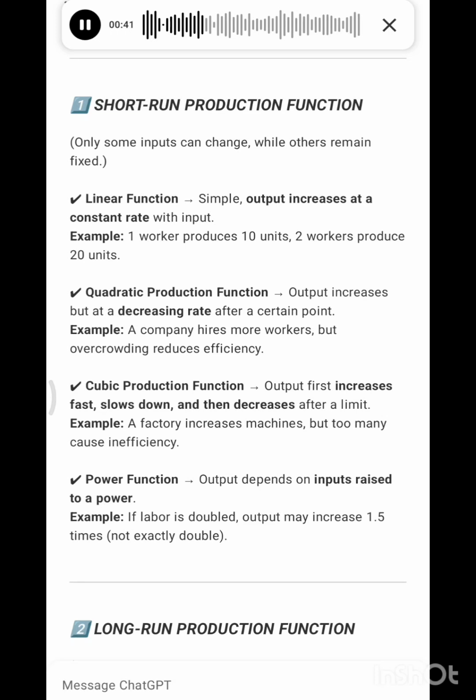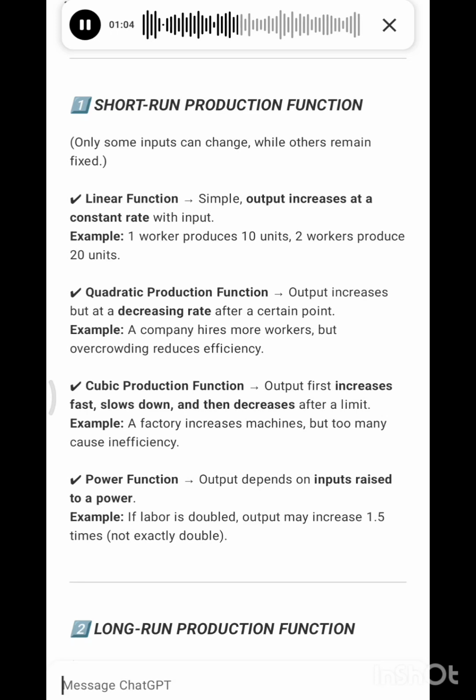Cubic production function. Output first increases fast, slows down, and then decreases after a limit. Example, a factory increases machines, but too many cause inefficiency. Power function. Output depends on inputs raised to a power. Example, if labor is doubled, output may increase 1.5 times, not exactly double.